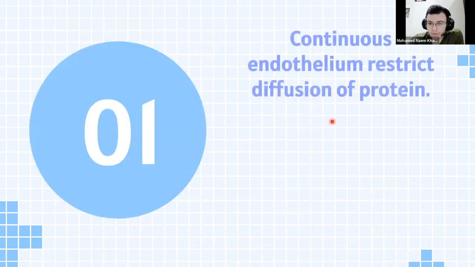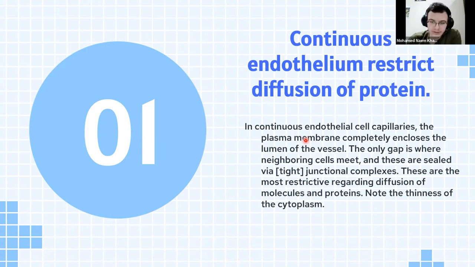Okay, so first let's talk about the continuous endothelium and diffusion, or basically the endothelium structure. Remember, I told you there are three types: the one that is continuous, the one that is fenestrated, and the one that is broken. The idea here is that it's closed, so there's no permeability to big ions, proteins, and things like that. These are the most restrictive regarding the diffusion of molecules and proteins. There's tight junction that seals the endothelium and doesn't allow protein to go in and out. We went into that.